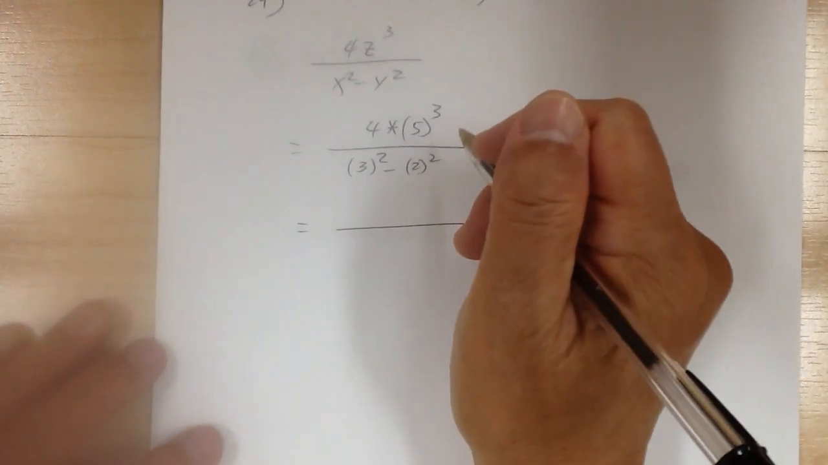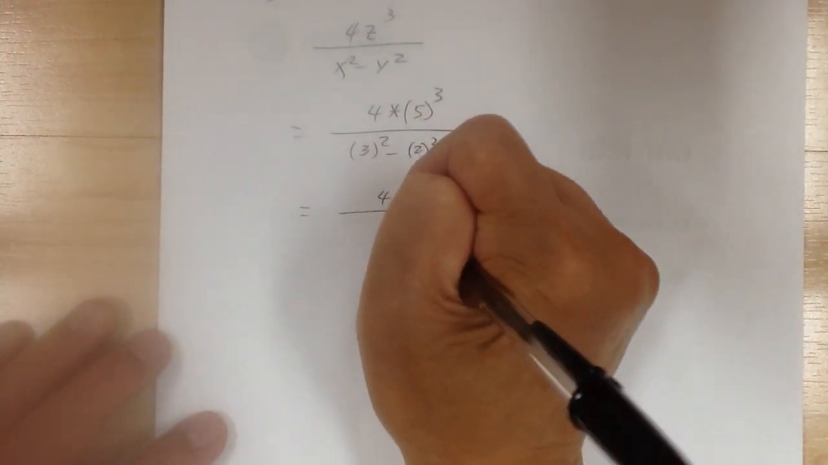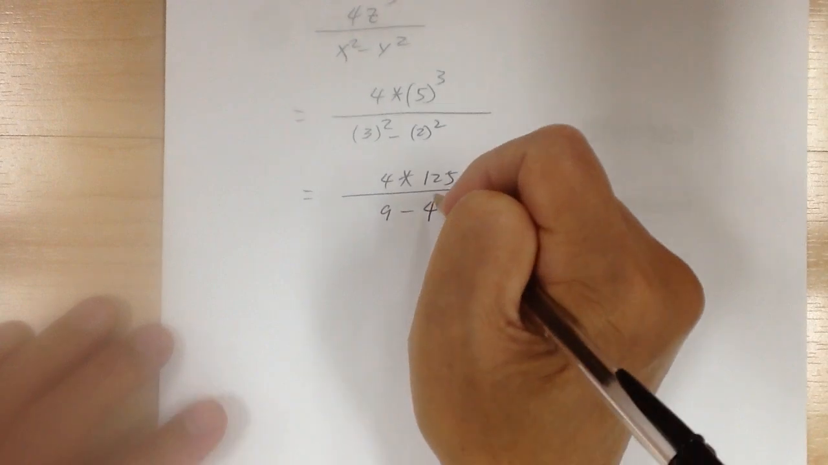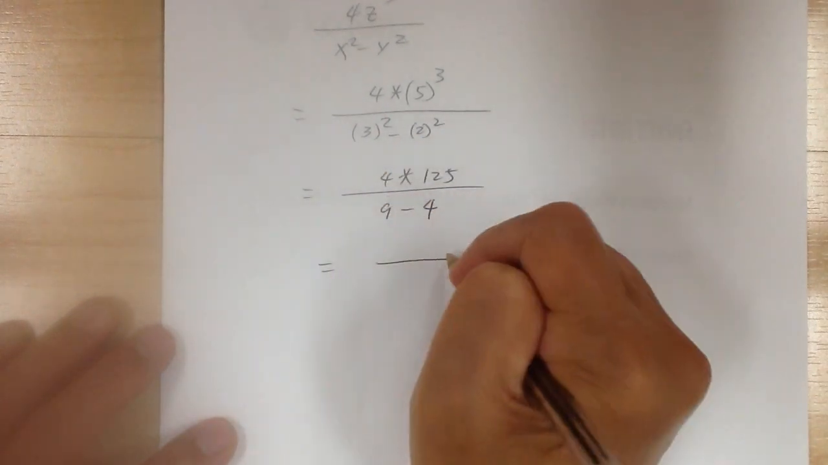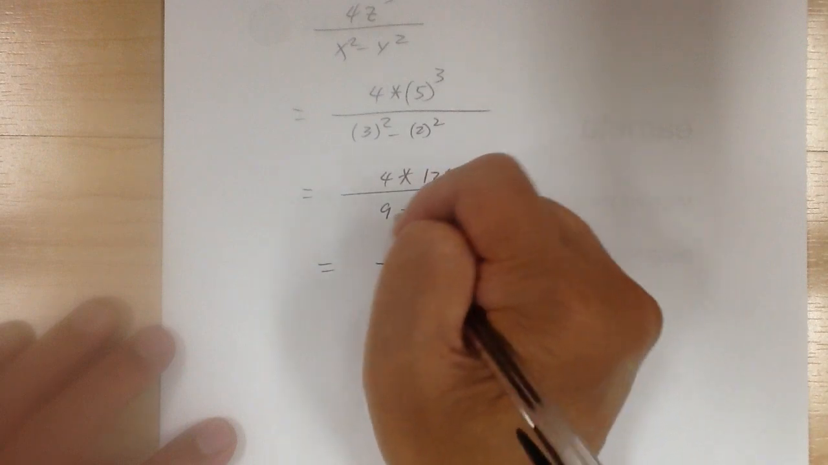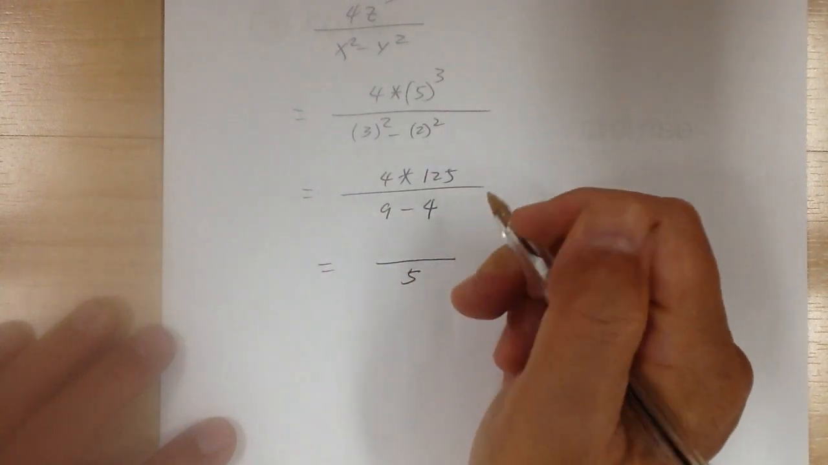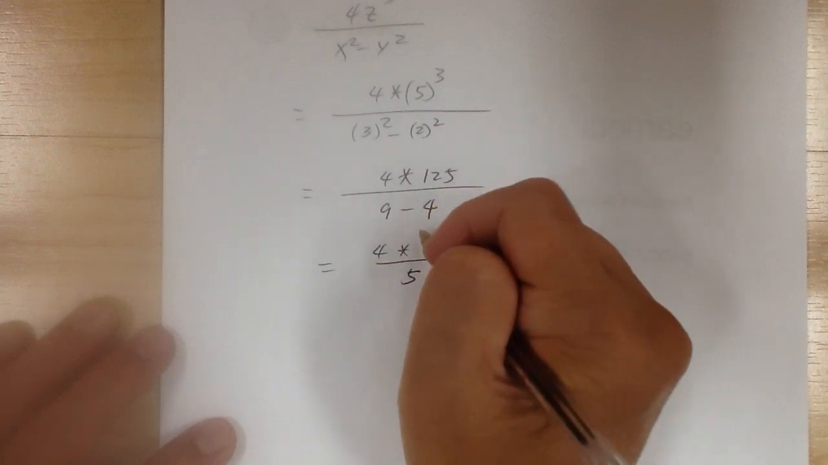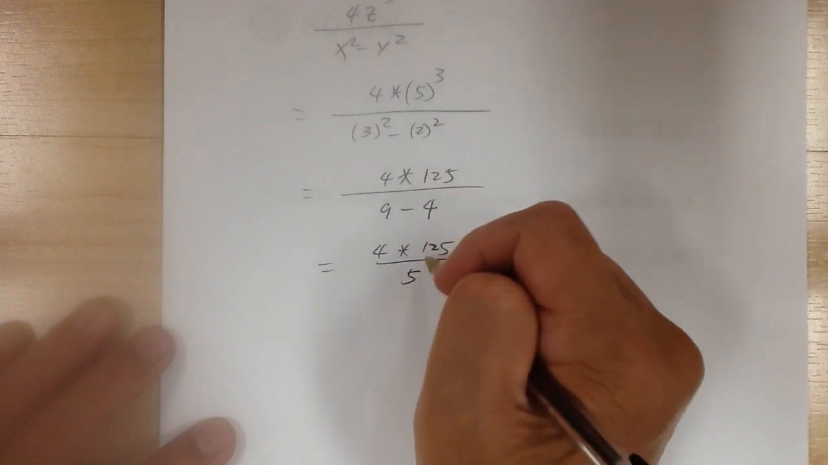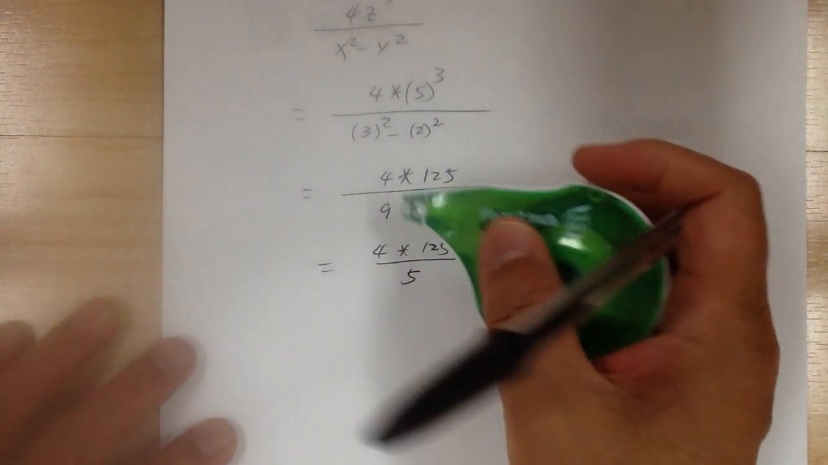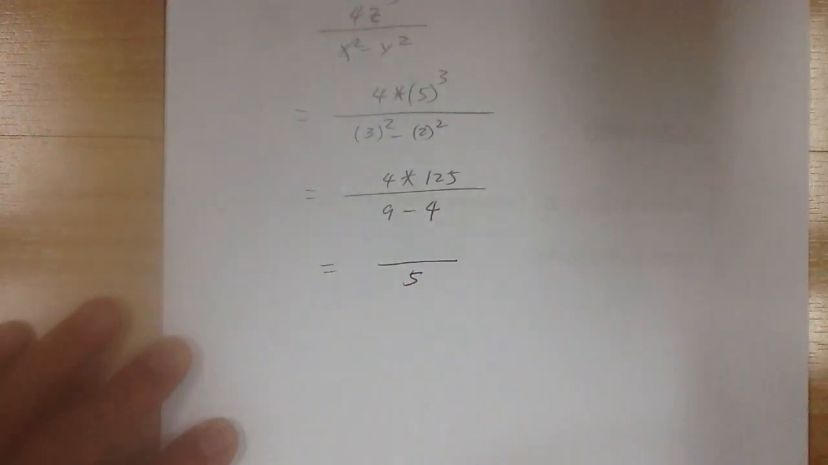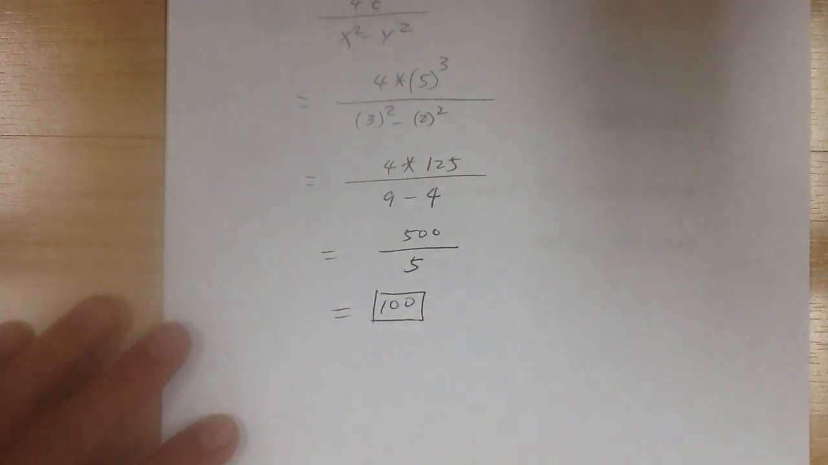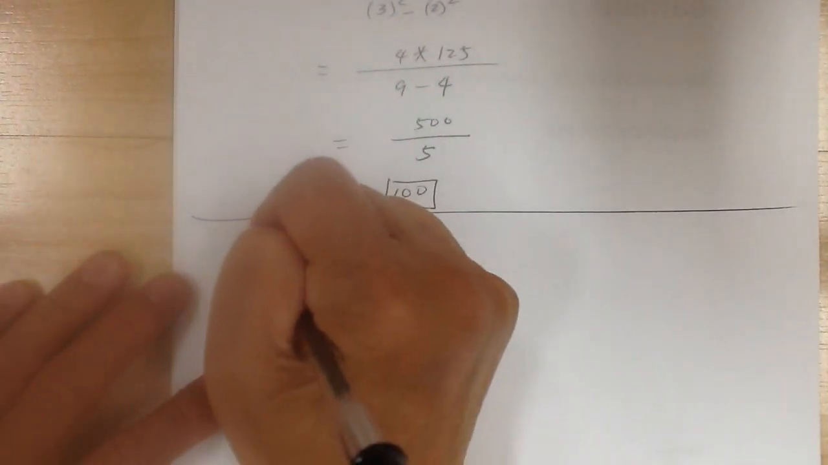Okay, so now I can work out your exponents. So this becomes 4 times 125, and this is 9 minus 4. And so this is equal to, and if you notice, you don't want to multiply out because you can cancel. So if you do this, notice this is equal to 5, and this is 4 times 125. If you want to multiply out, that's fine, but you don't have to. Because this number is not too bad, you multiply, you get 500, and you divide, you get 100. Okay, let's go to number 31.